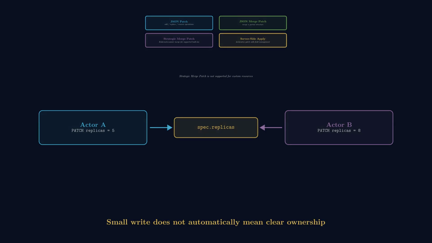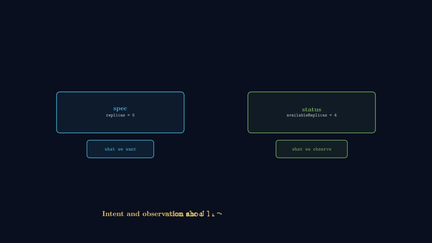Before solving field ownership, there is one boundary Kubernetes already understands very well: spec and status. Spec says what we want, for example, 5 replicas. Status says what the controller currently sees, for example, 4 replicas available. One is desired state, and the other is observed state, so they naturally belong to different writers.